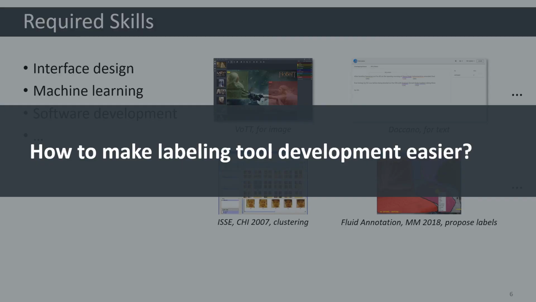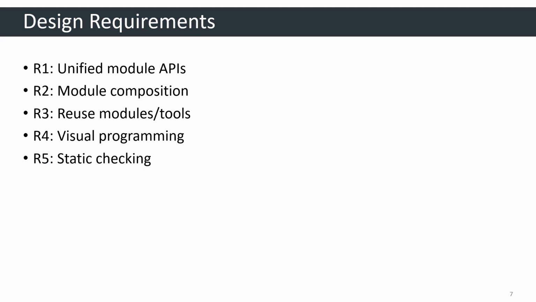In this work, we investigate how to make labeling tool development easier. We aim to build an authoring toolkit to ease development. The toolkit should build on a modular composable design with unified APIs, enable reuse, and support visual programming and static checking.